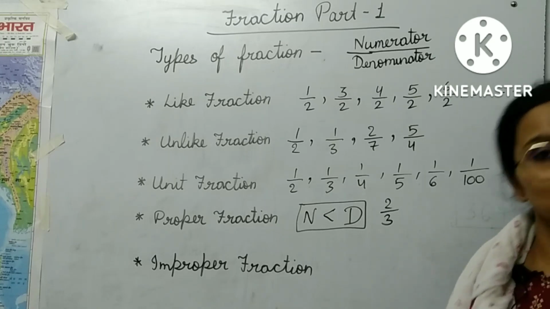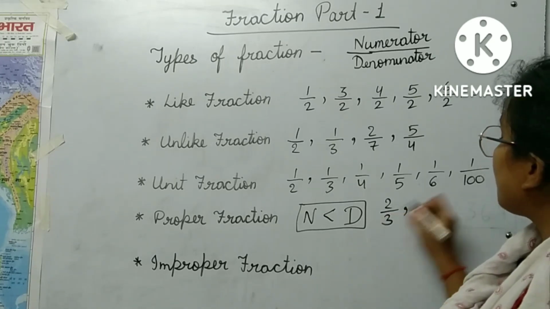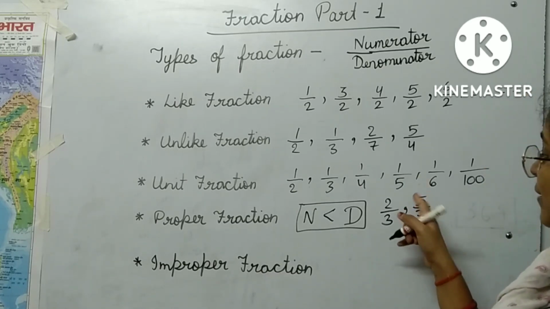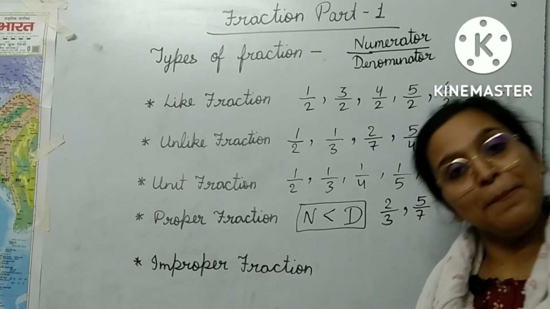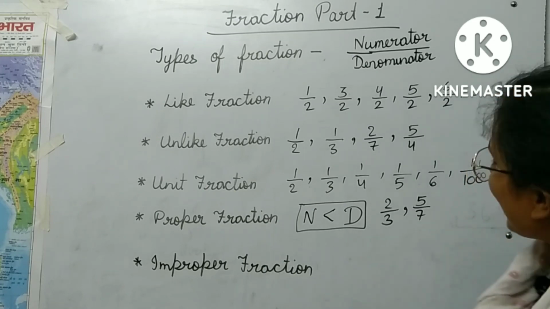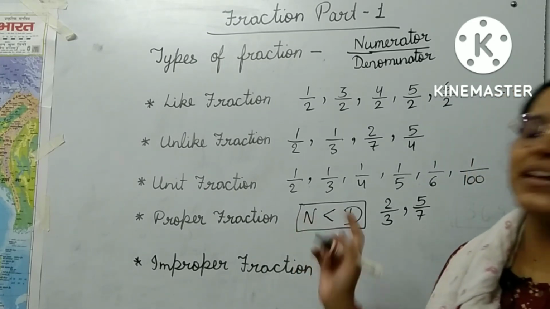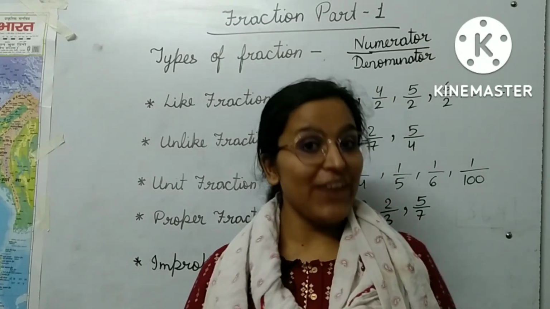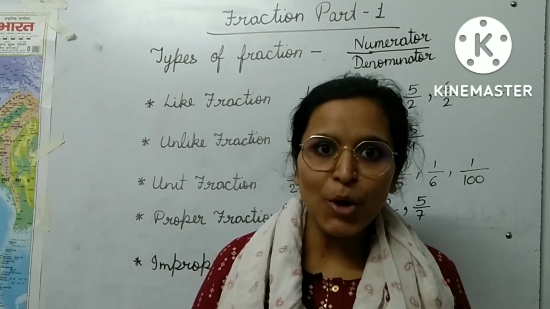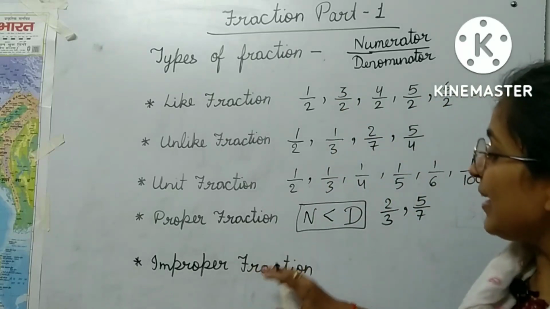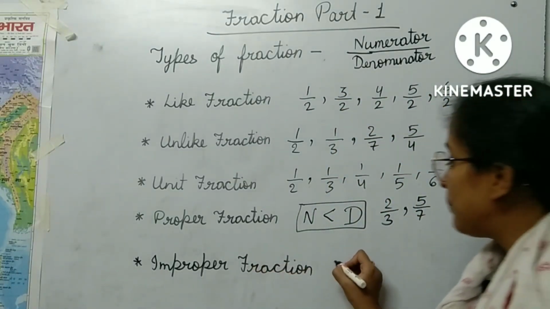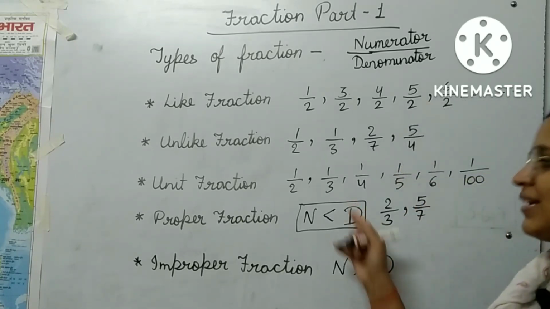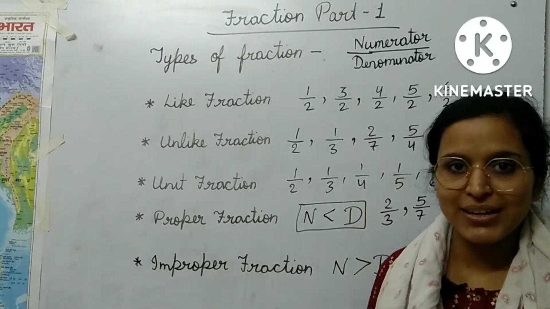And the denominator is big. Now see another example, 5 by 7. Here also the numerator is small and the denominator is big. Is it clear? Very good. In this way we can write many more. Now it is about improper fraction. What is improper fraction? In improper fraction, the numerator will be greater than the denominator, just the opposite of proper fraction.